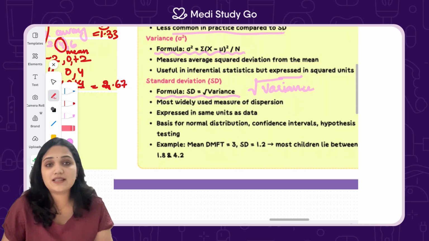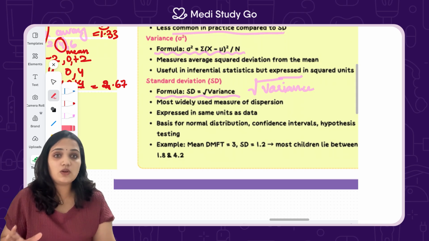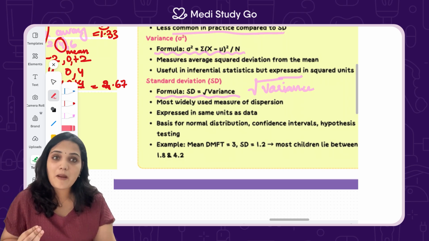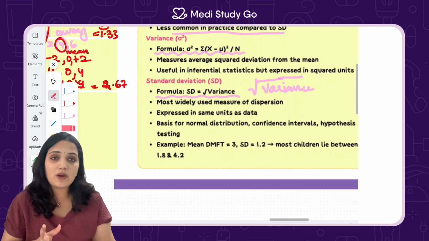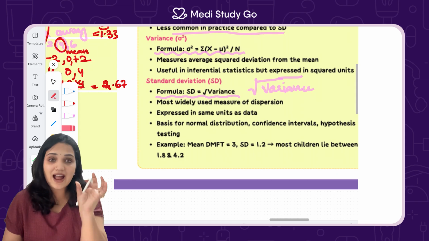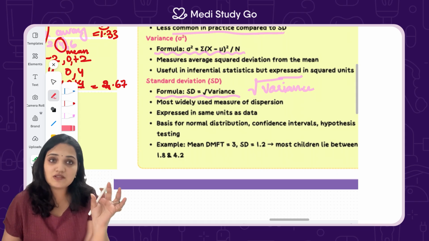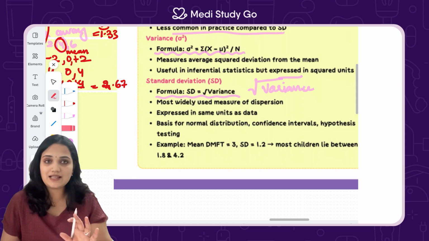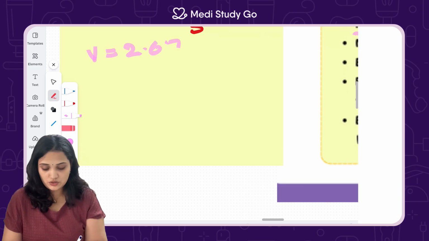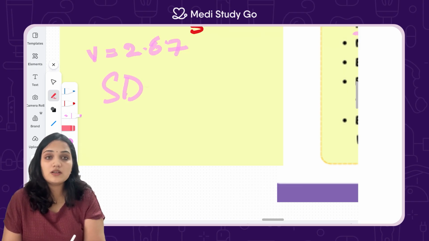So how do we say this? Standard deviation equals the square root of summation of x minus mean whole squared divided by n. Okay, we've just added the formula of variance also over here. That's it. Now we already got the variance, that is 2.67.